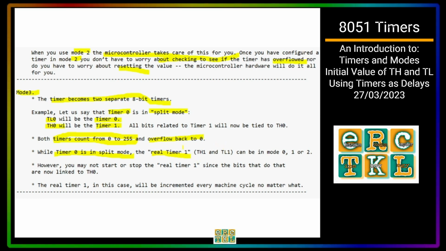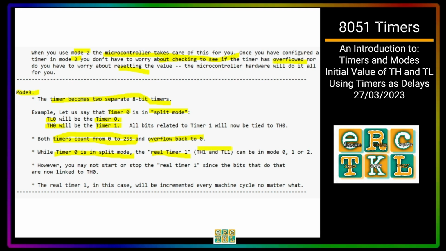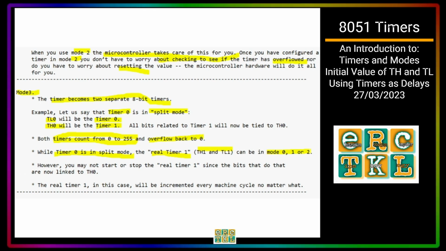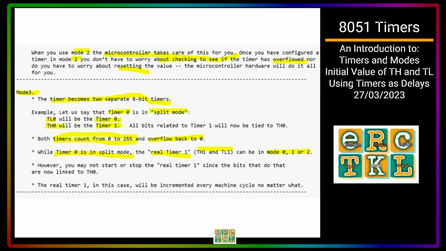Now, what we are saying, the real timer 1, which has TH1 and TL1, can be in mode 0, mode 1, or mode 2. Listen to me. How many modes do we have? 4, right? 0, 1, 2, 3. What we did, timer 0, we make it mode 3, split mode. But the real timer 1 can be mode 0, mode 1, and mode 2. So in other words, we can use 2 different modes now. Timer 0 can be used in split mode, mode 3, while timer 1 can be used as mode 0, mode 1, or mode 2. That's what we are saying here.